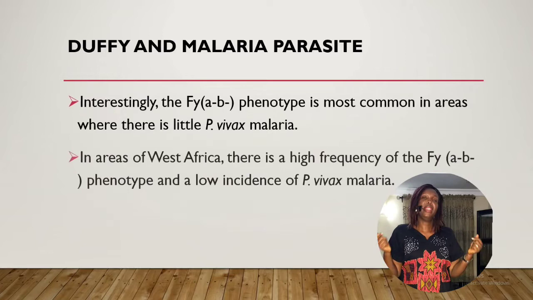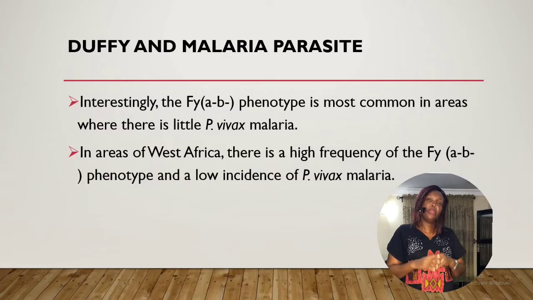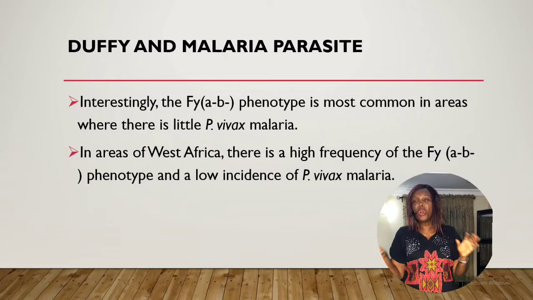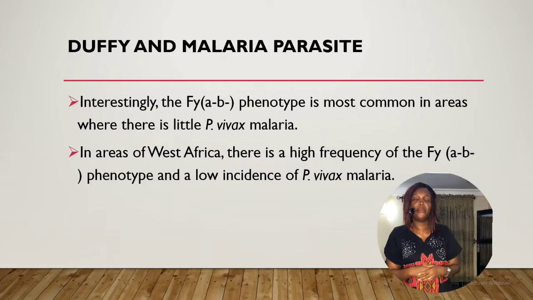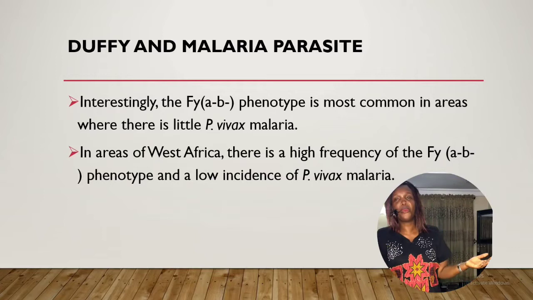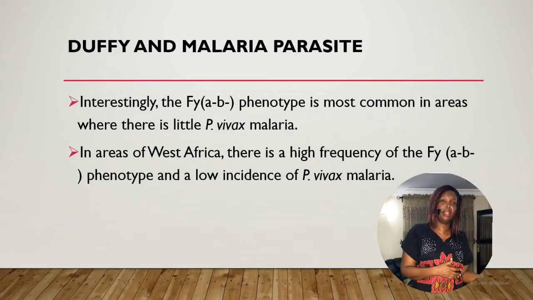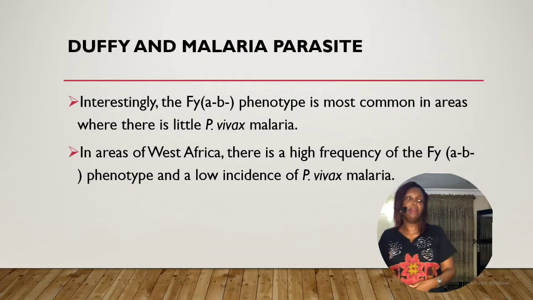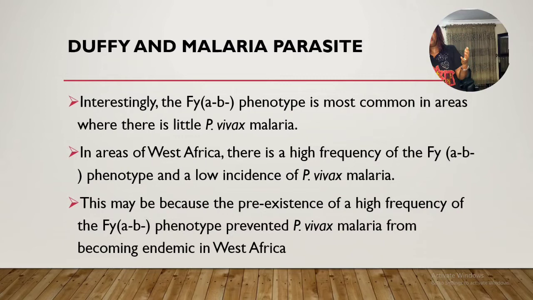Interestingly, the Duffy null phenotype, the Fy(a-b-) phenotype, is most common in areas where there is little P. vivax malaria. For example, in West Africa, there is a high frequency of Duffy null phenotype, like we said earlier, and therefore a low incidence of P. vivax malaria. This may be because the pre-existence of a high frequency of this null phenotype prevented P. vivax malaria from becoming endemic in West Africa. Studies have actually proven this.